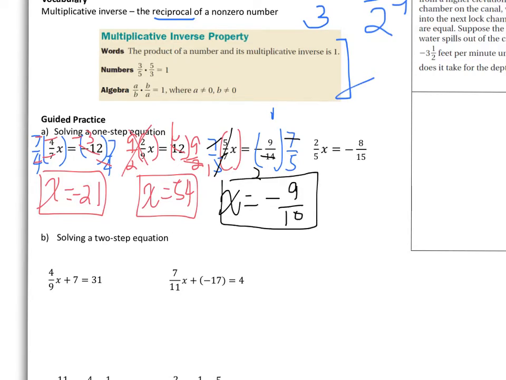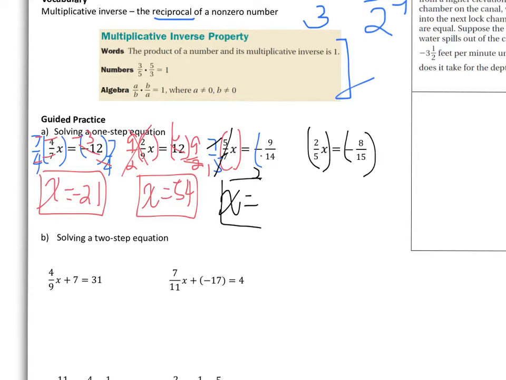Okay, and here I'm going to do the same thing. Multiply both sides by the multiplicative inverse of 2 over 5, which is 5 over 2. And then I can simplify 5 and 15, 2 and 8, and negative 1 and 1/3.